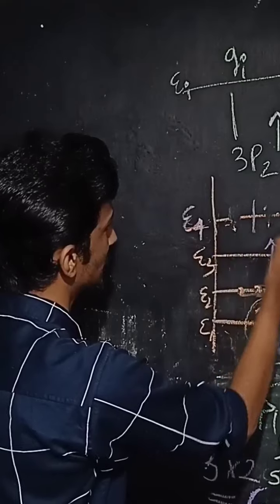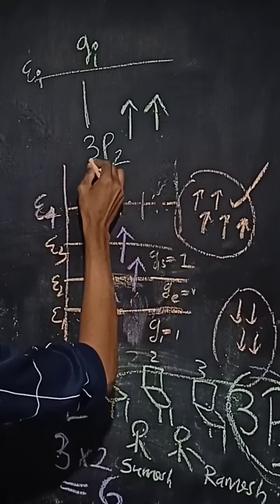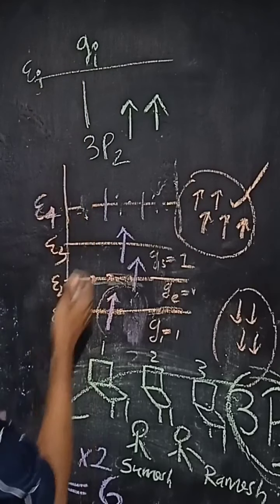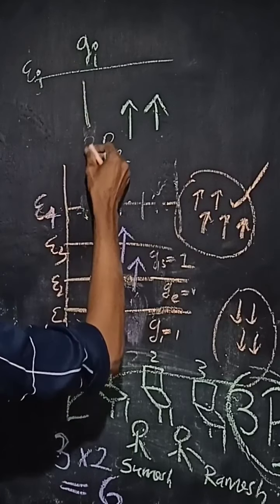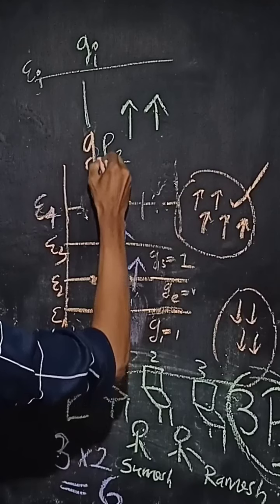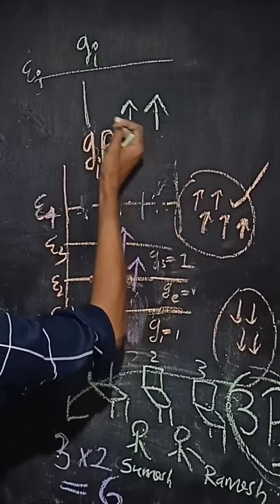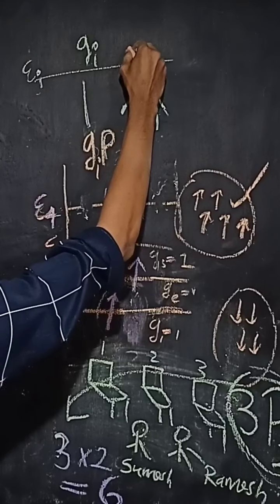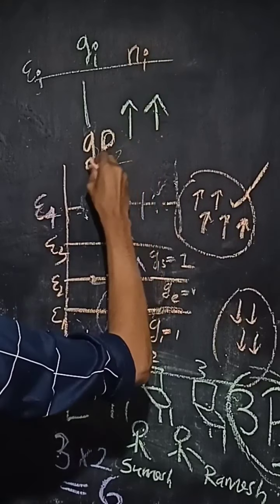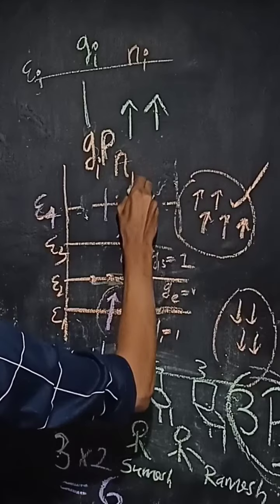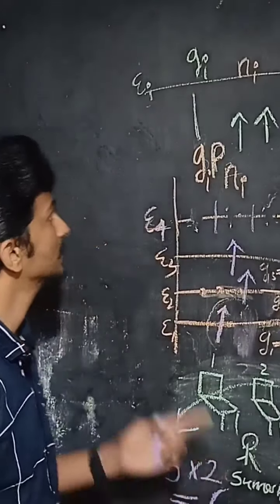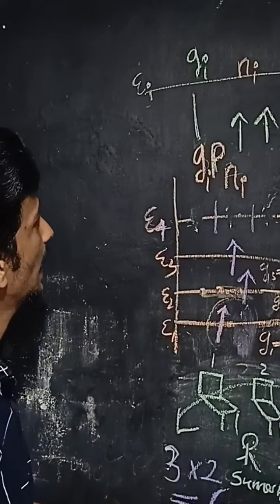In this case, 3 states have the energy value E4, and in the general case, gi states have the energy value Ei. So we can say that gi P Ni, with 2 particles here, and suppose in this energy level we have Ni particles. So gi P Ni is the number of ways in which we can put Ni particles into these gi states.